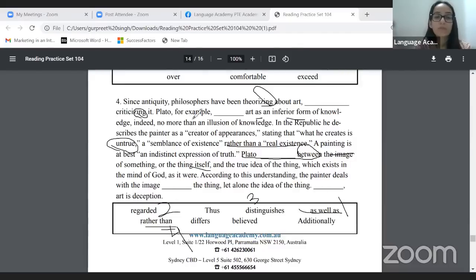Dash art is deception. So all these things were negative. And in the end, we have the conclusion. Thus, art is deception. Again, a negative word. All the words that start with D are negative. So art is deception. That is the overall conclusion of this paragraph. So it should have been rather than later on and as well as first, because here we cannot go positive when everything is negative. And how can we in the end say that the painter deals with the image as well as the thing? Then what is the problem? If the painter focuses on both the things, then there's no problem, right? So we have to show problem because the whole context is problem. So we have to be careful about, is the context positive? Does the writer want to write a positive sentence or a negative sentence? Otherwise our answers can go wrong.